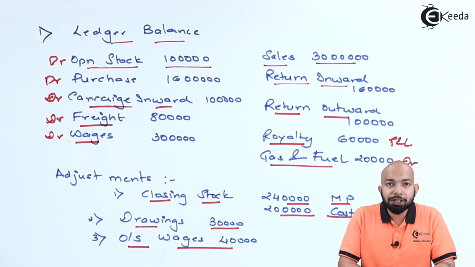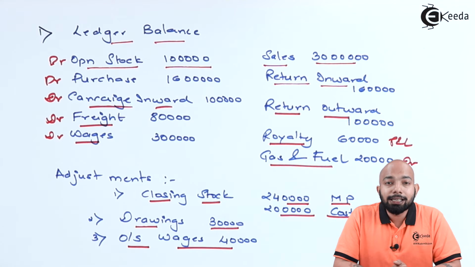Outstanding wages have been mentioned. Outstanding wages, any expense that is outstanding, means that it is yet to be paid off. Hence, it will be added to the total expense itself. If the total expense of the wages is X amount and this amount has been mentioned here, you need to add this amount as it is outstanding.